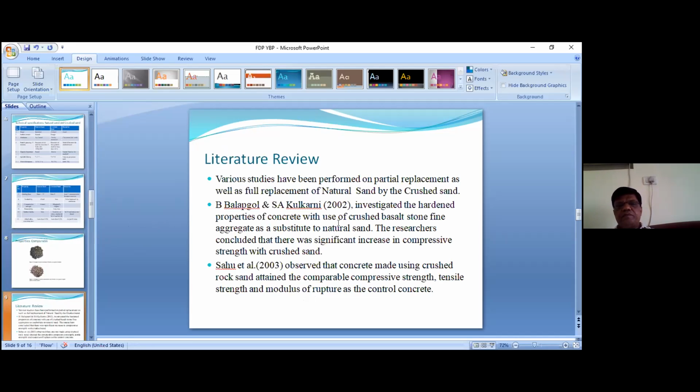Then literature review. Various studies have been performed on partial replacement as well as full replacement of natural sand by crushed sand. So I also recommend to all of your fellow professors, give this topic and let the students perform these studies themselves in your college laboratory, because all these studies in the literature were performed in their own labs. So students should get confidence if they are performing themselves, and also the staff will get confidence.